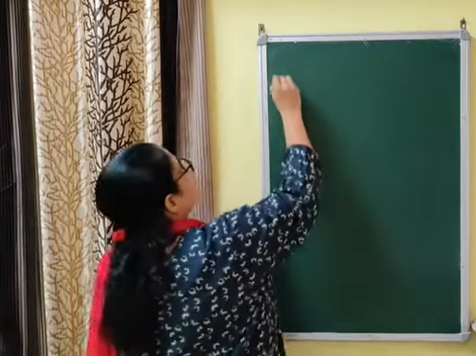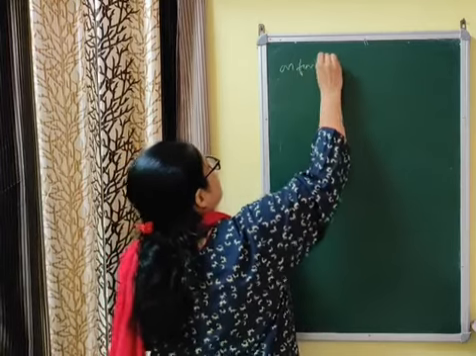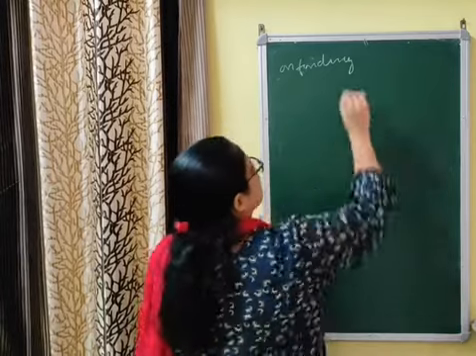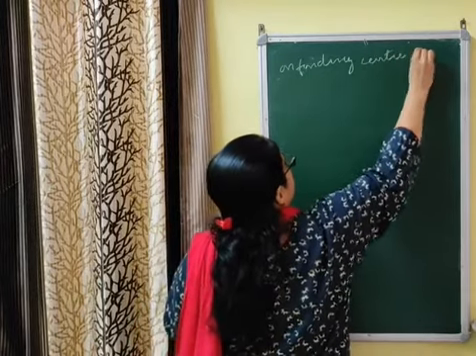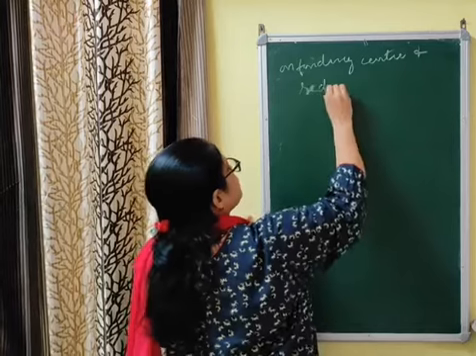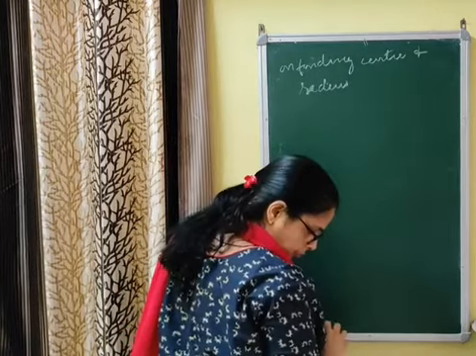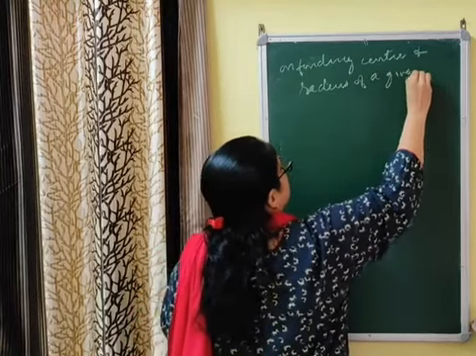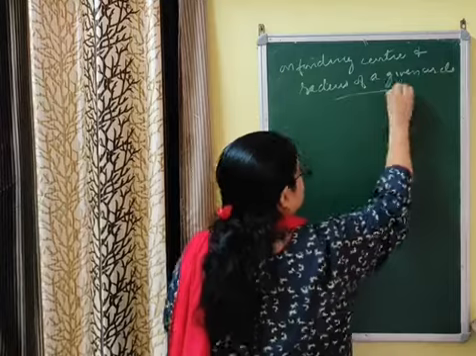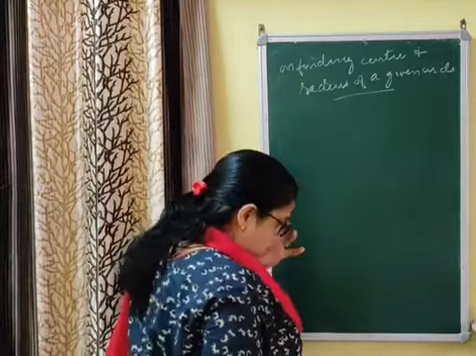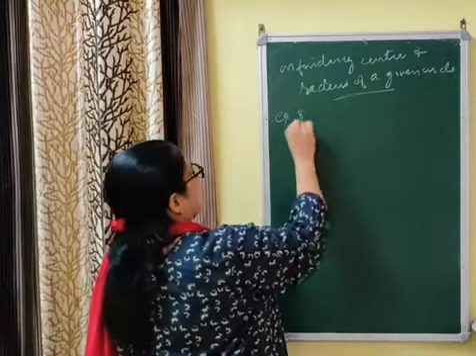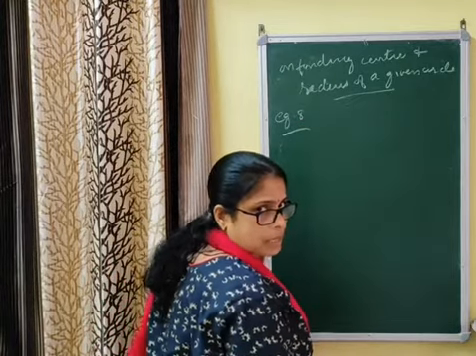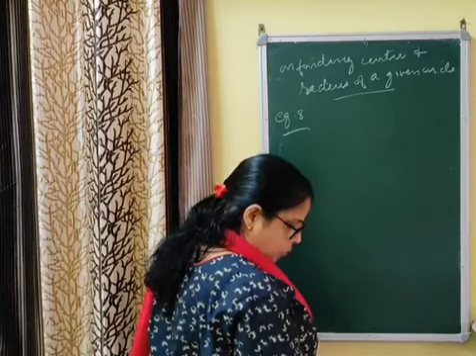Next is type 2; type 1 we completed. Type 2 is on finding the center and radius of a given circle. That means you are given the circle, and you have to find its center and radius. There are four parts in example 8. The first and third parts are given directly in the form (x minus h) whole square plus (y minus k) whole square equals r square. That you can do. I am doing question number 2.